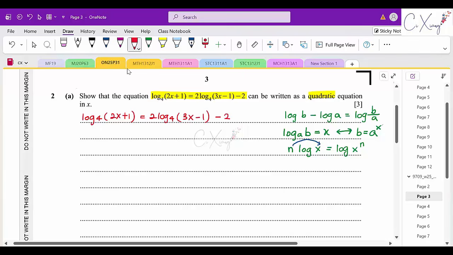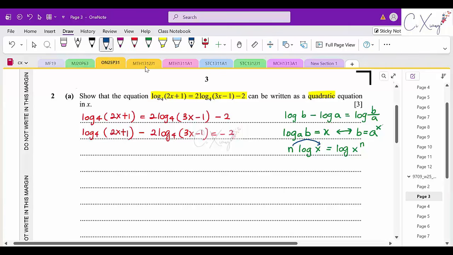Okay, so first of all, I prefer to group all the log together. So I bring this particular log to the other side, become minus, and therefore I'm having log 4, then 2x plus 1, then minus 2 log 4, 3x minus 1 equals to negative 2.